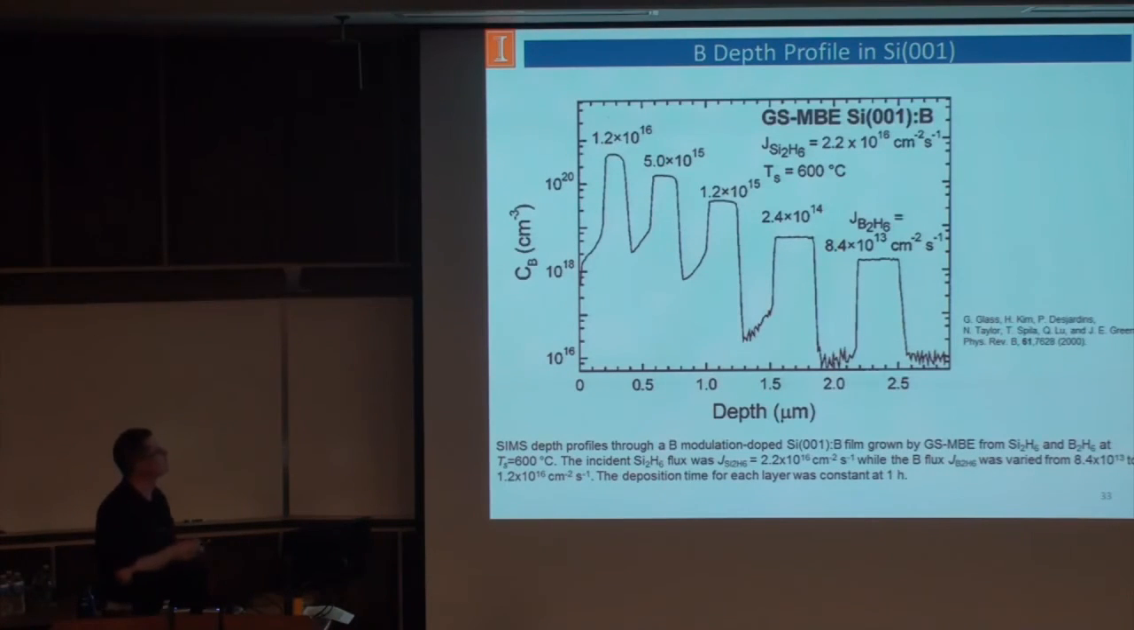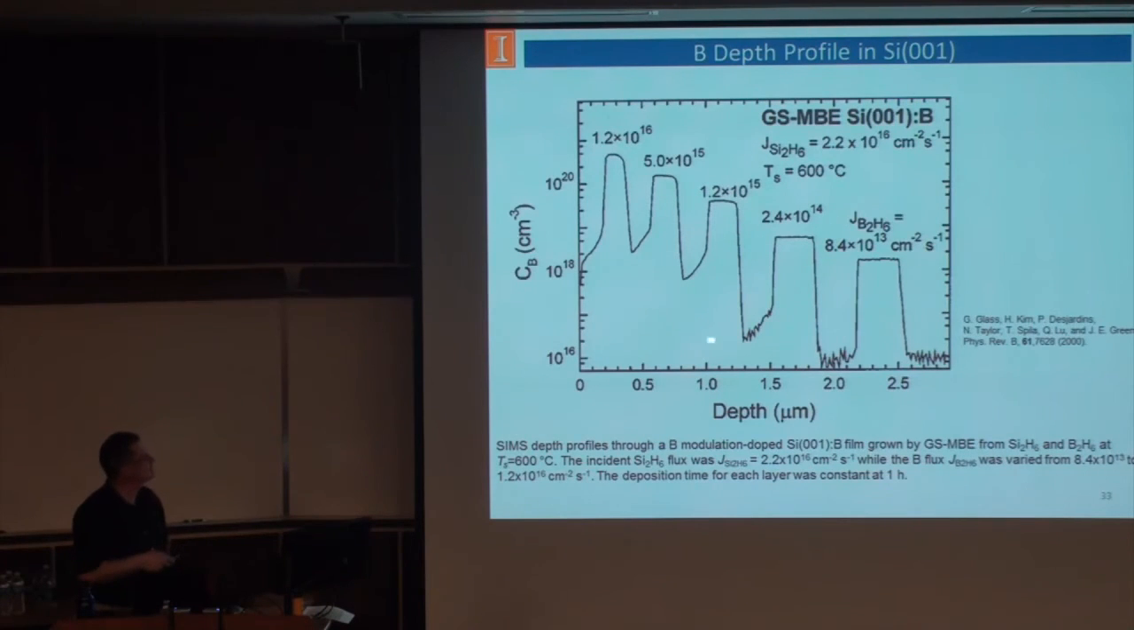And then this was actually some work that I was involved with. We were looking at some highly boron-doped films of silicon grown on silicon in a gas source MBE system. And so you can see here that we have boron doping levels that we can measure from 10 to the 16th all the way up to 3 times 10 to the 20th. And so these were grown in a gas source MBE system with constant silicon flux, disilane flux, and a varied diborane flux.